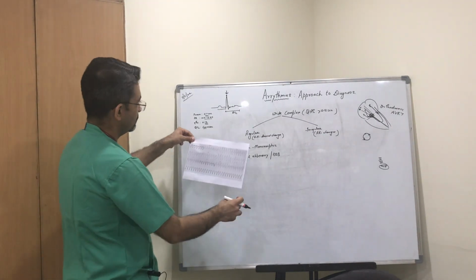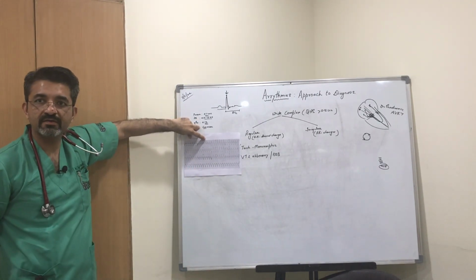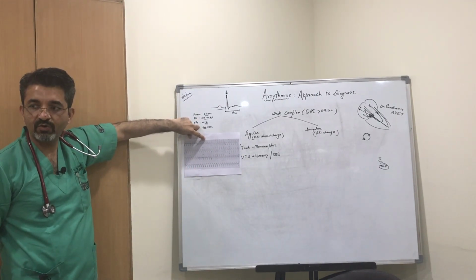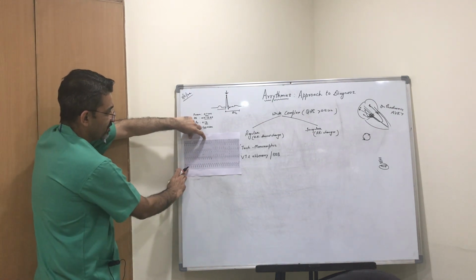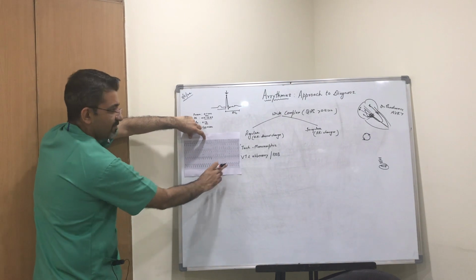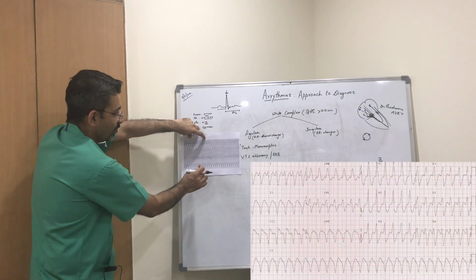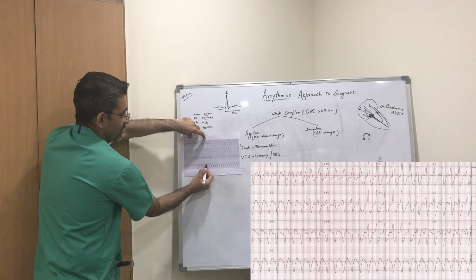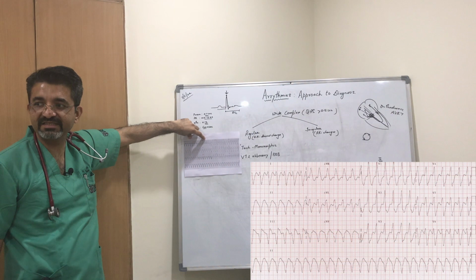I hope you are able to see this. Let's look at the morphology. Is it the same? Exactly the same morphology. This is a QRS. See how wide it is. It must be somewhere around 0.16 seconds.